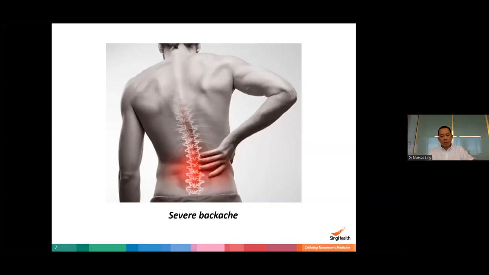So physiotherapy is useful because it strengthens our core muscles, which includes our abdominal muscles, our side muscles, as well as our back muscles. So once our core muscles are strengthened, the support of our spine will be better. And with a better support of our spine, the chances of having a recurrent backache will be greatly reduced.